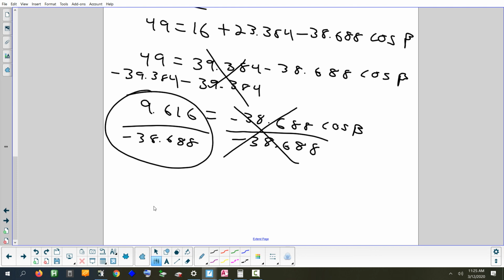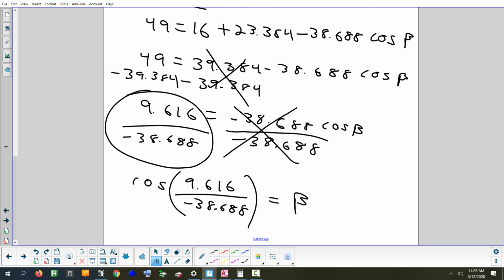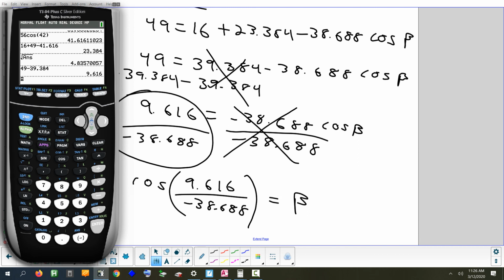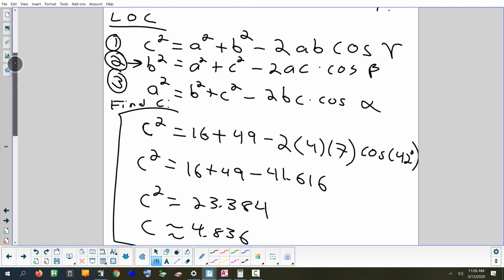All right, so now Zach told us the last step. We're going to do inverse cosine on each side. And that will get rid of cosine on the right. So inverse cosine of 9.616 over negative 38.688 equals beta. Okay, second inverse cosine, 9.616 divided by negative 38.688. And that's going to give you 104.392. And that's beta.